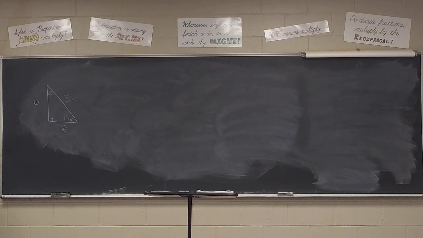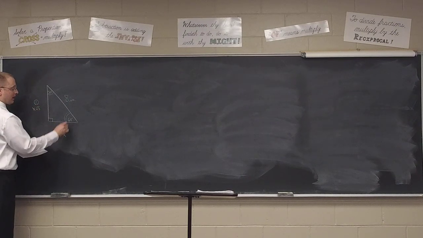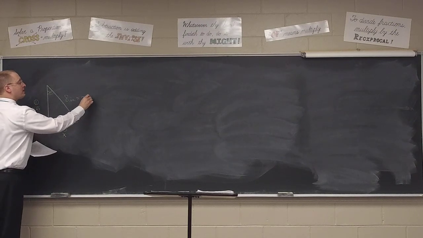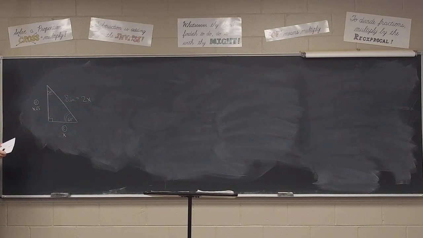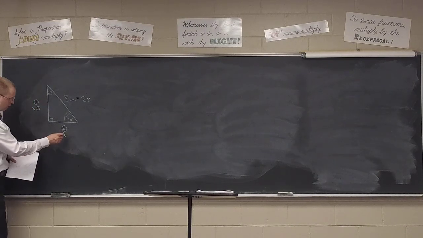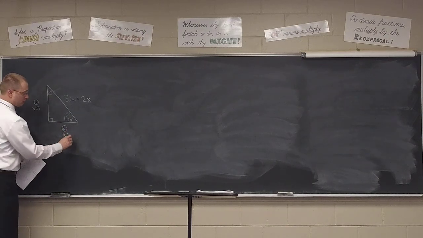The first thing we want to do, Quentin, is to label. I should label this and this 2x. And again, when you label the side with a given length, go ahead and say equals whatever. In this case, equals 2x. Well, from this, it should be pretty obvious, Quentin, that if 8 equals 2x, x must be 4. Well, number 2 is x, right? So number 2 is 4 inches.